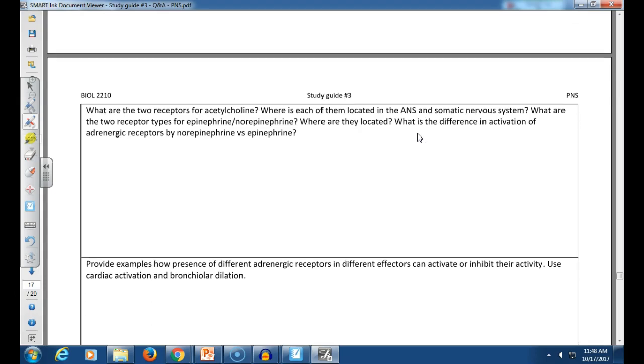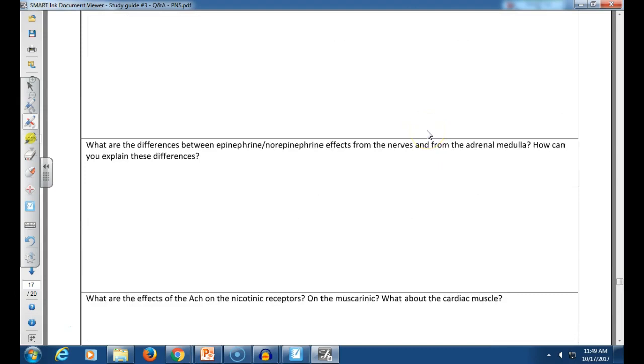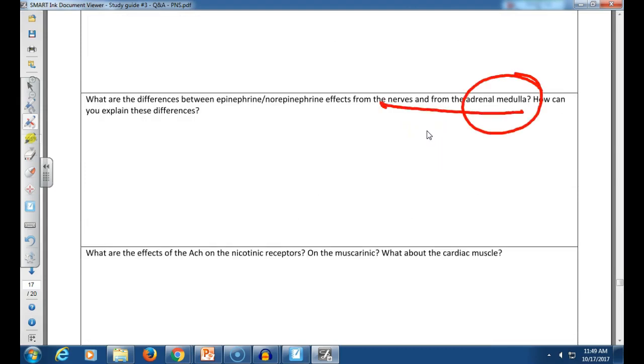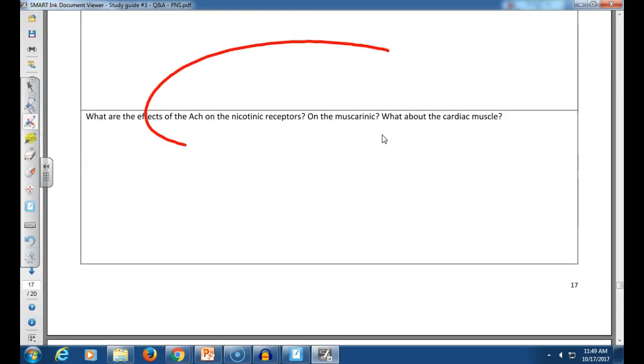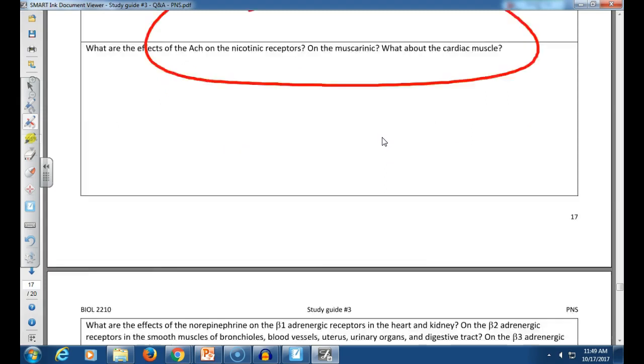Receptors for ACh. Know where muscarinic receptors are, where nicotinic receptors are. Adrenergic receptors. Where are they? What is the importance of knowing which types are there? Okay? Like, you have more beta-1 receptors on the heart, you can regulate the heart rate. You have more beta-2 receptors on the lungs, you can regulate dilation. Does that make sense? By binding different receptors. Effects from the nerves and adrenal medulla. Medullary effects are more systemic. Understand the effects of ACh and nicotinic and muscarinic receptors. They're stimulatory.